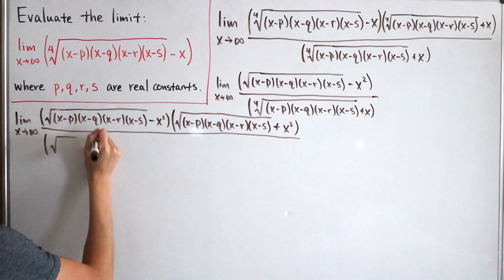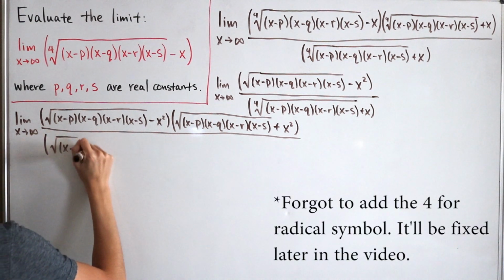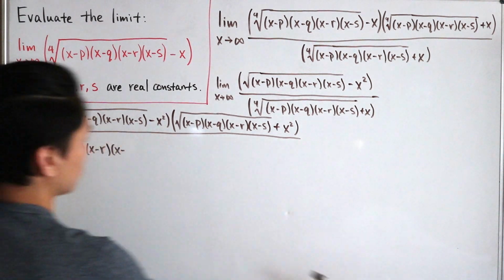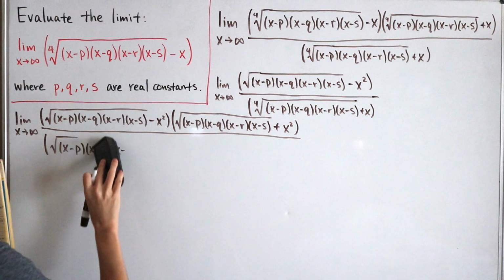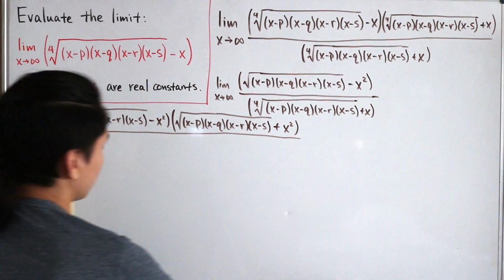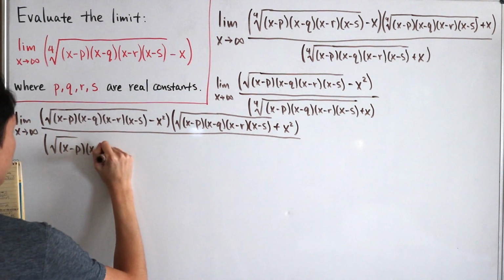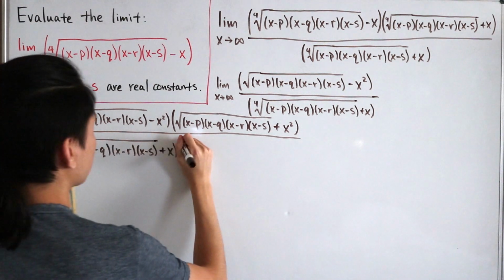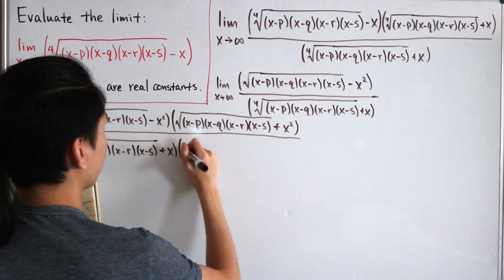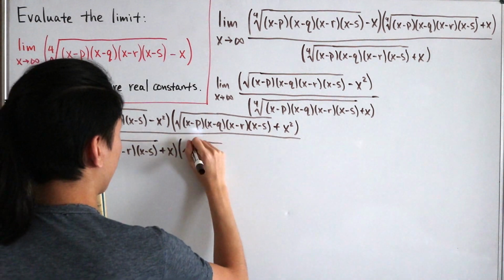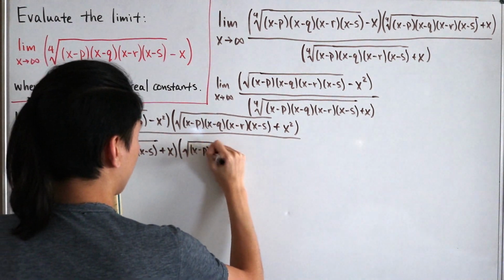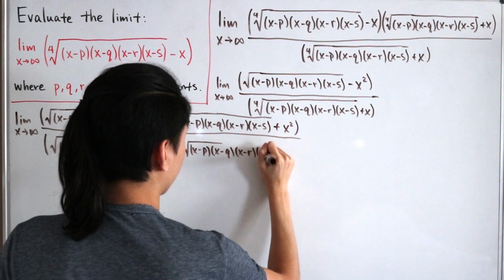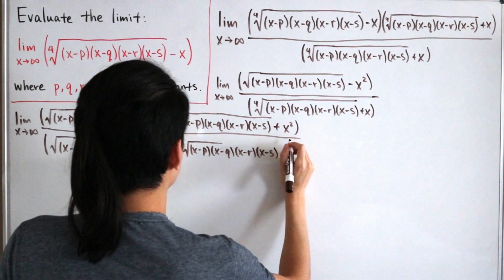So the fourth root, x minus p, x minus q, then x minus r. Sometimes it's hard, and the order gets mixed up. So x minus r. Then we just multiply by the conjugate from over here. So same thing: x minus p, x minus q, x minus r, and then x minus s.